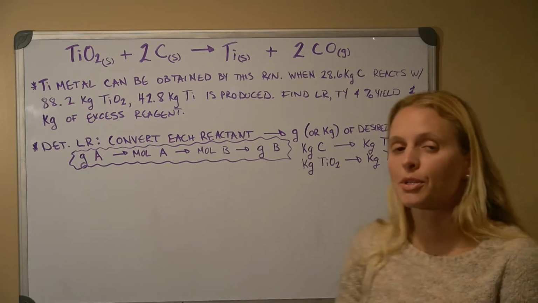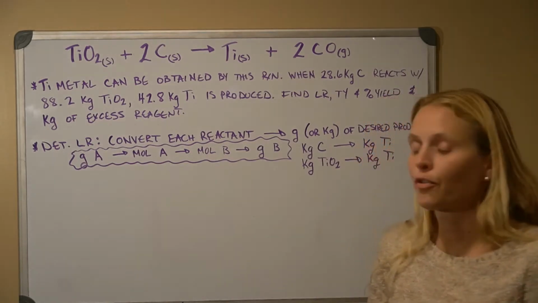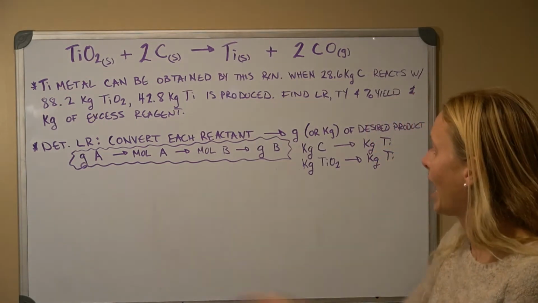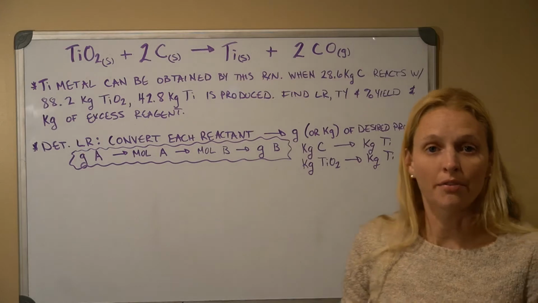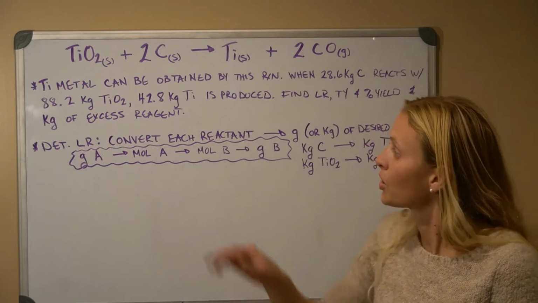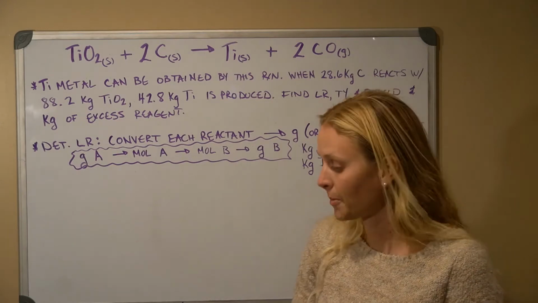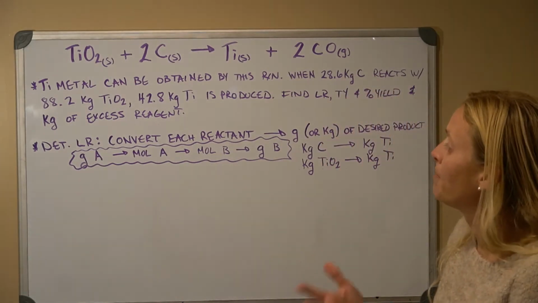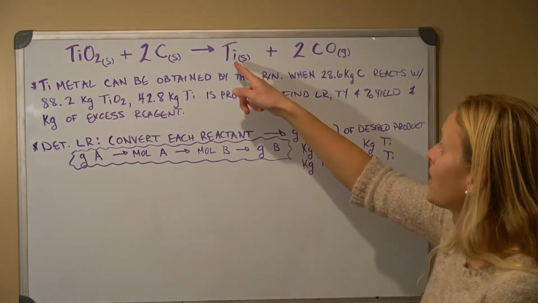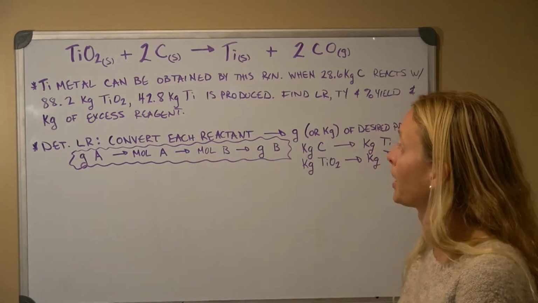Remember our steps for solving limiting reactant problems: first we need to figure out what the limiting reactant is. To do that, we convert each reactant to grams of the desired product. In this case we'll use kilograms because all of the other measurements, even the excess reactant, are in kilograms. The desired product is titanium, because the problem says titanium metal can be produced by this reaction. So that's the product we care about.